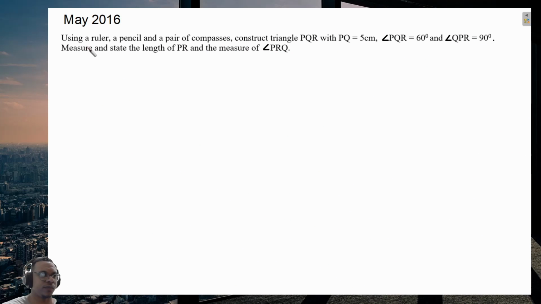In this question, we have to use a ruler, a pencil, and a pair of compasses to construct the triangle PQR, where PQ is 5 centimeters, the angle PQR is 60 degrees, so that means the angle at Q is 60 degrees, and the angle QPR is 90 degrees, so the angle at P is 90 degrees. Then we have to measure and state the length of the line segment PR and measure the angle PQR. So first we'll start with constructing the line segment PQ, 5 centimeters.